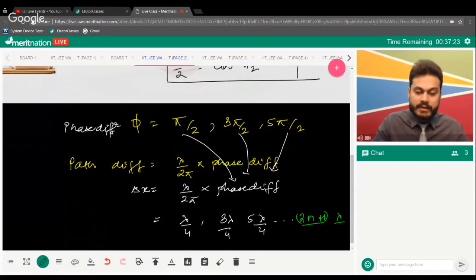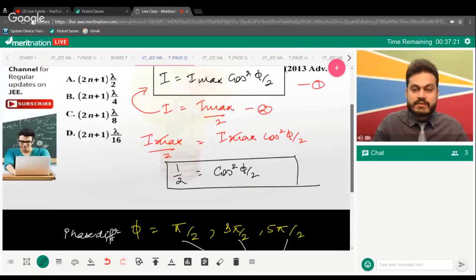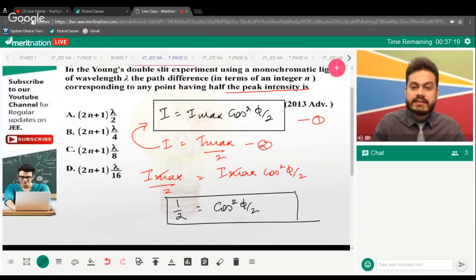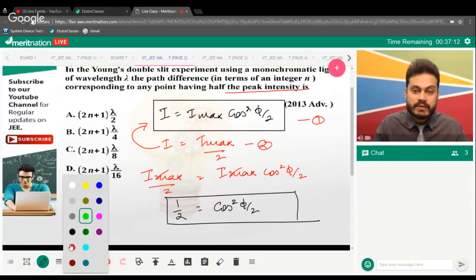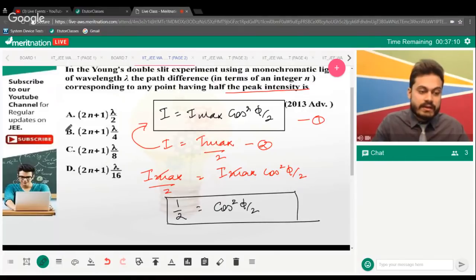lambda by 4. So guys, can you see the options? Okay, Anjali is coming up with the correct answer. Divya, Jyoti is also correct, and Divya is also. So two Divyas, right? Good. So the correct option is B.